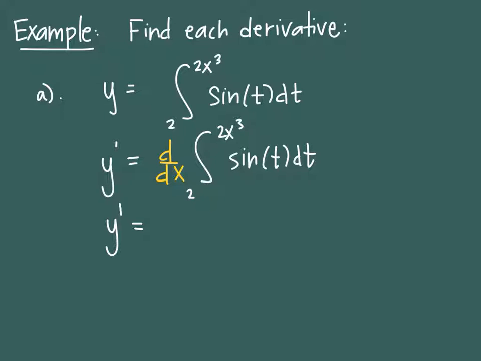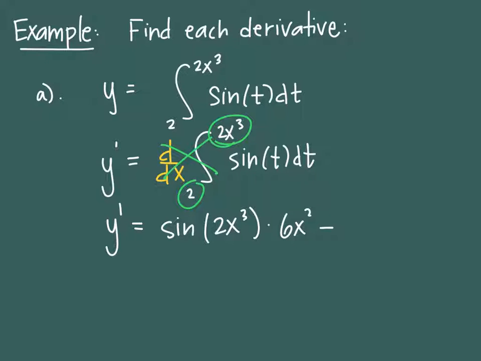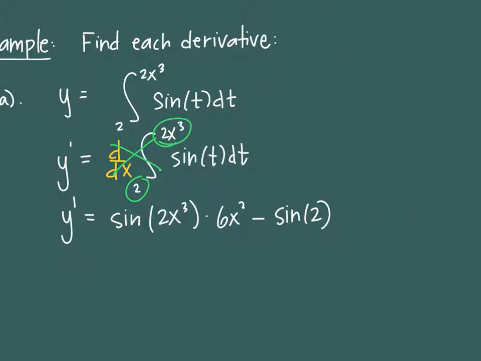The derivative symbol cancels out the integral symbol, so those are canceled out, but I have to plug in my bounds. And so this would become sine with the upper bound plugged in of 2x cubed, multiplied by the chain rule of 2x cubed, which we know to be what? 6x squared. Minus sine of the lower bound plugged in, multiplied by the chain rule of the lower bound, which in this case is what?